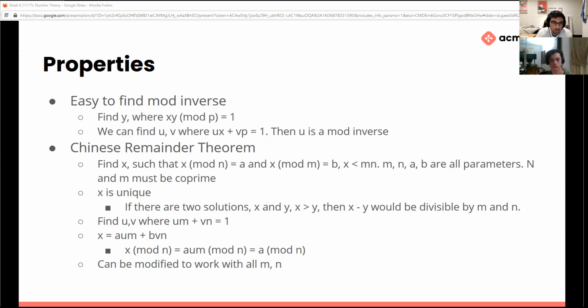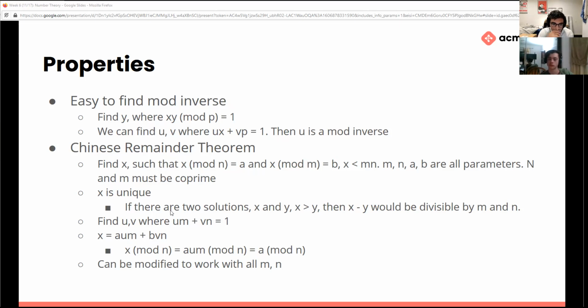So to find the solution for Chinese remainder theorem, we run the extended Euclidean algorithm on m and n. We find u and v. So say um plus vn equals 1. And then to find x, all we do is write aum plus bvn. And this should be a solution to the parameters that we were given.